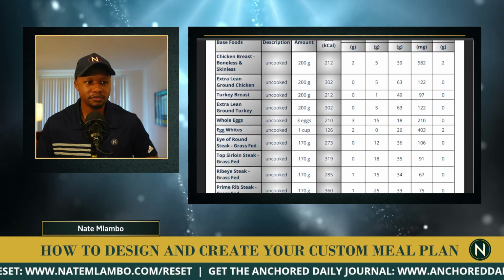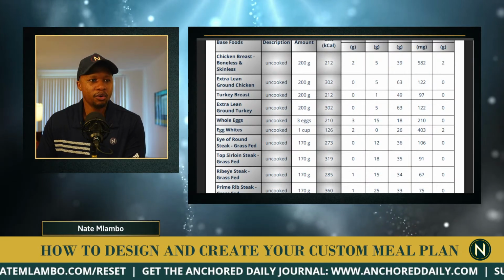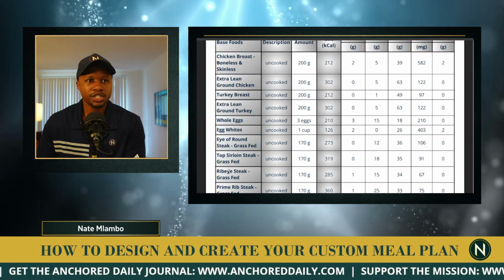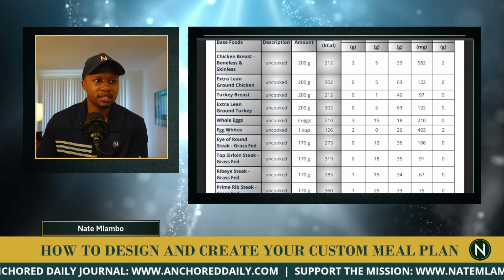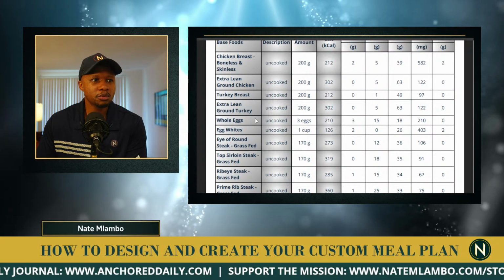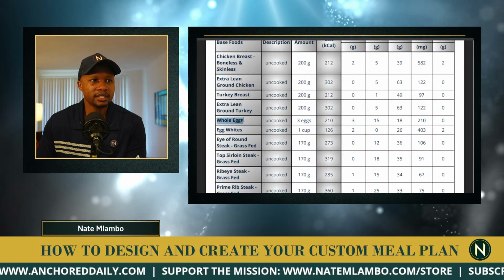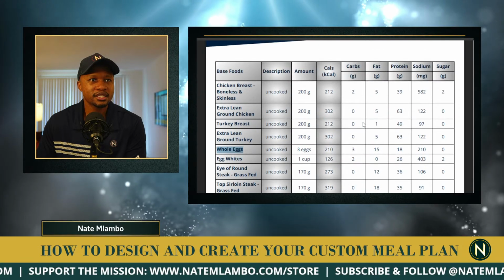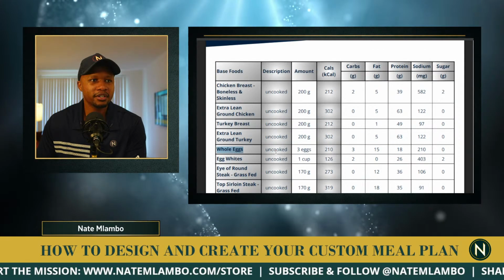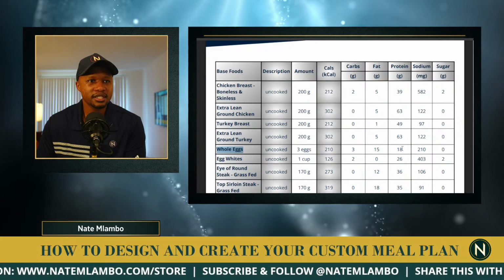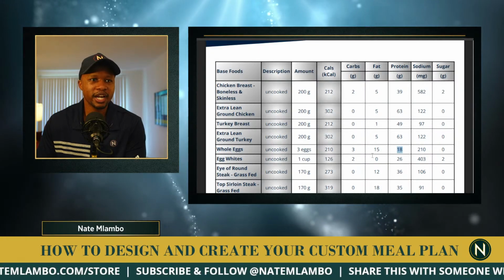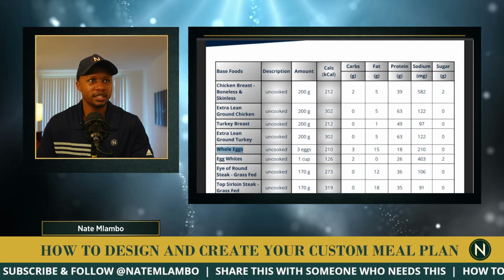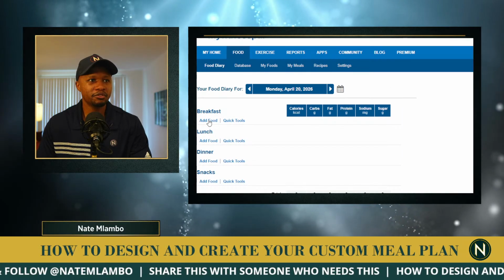So for breakfast, I want to have some protein in the morning. The question is, what am I going to have for breakfast? The first thing that comes to my mind is, okay, I want to have eggs. And let's see. Eggs have roughly, let's say 3 eggs, roughly 18 grams of protein. So I'm going to go whole eggs right here. I'm just going to copy that. I'm going to go add food.